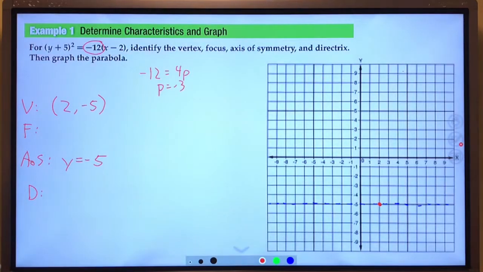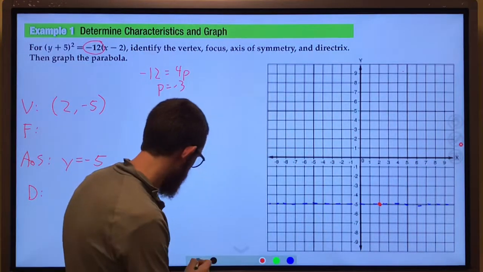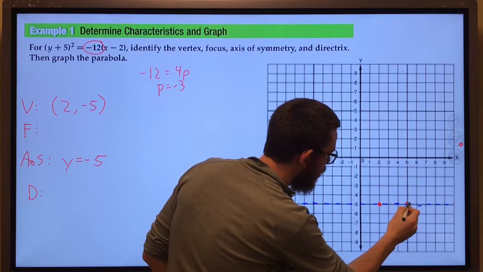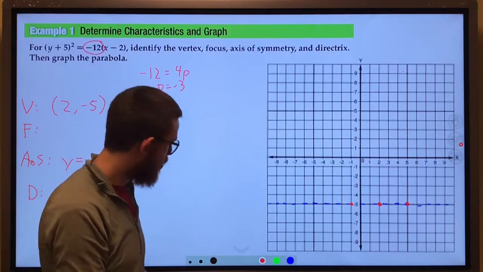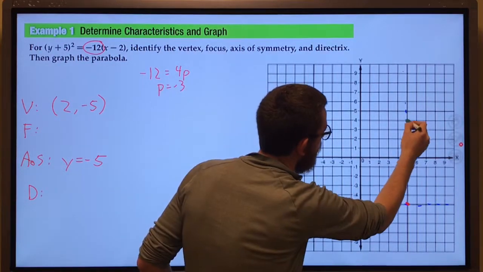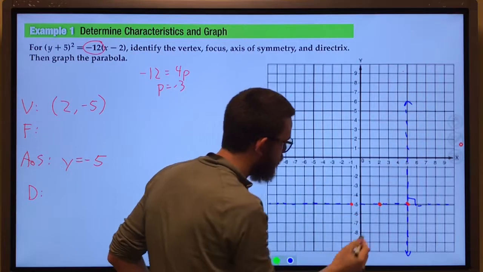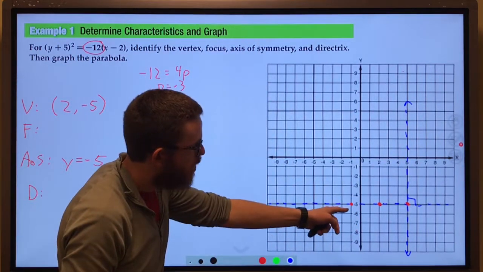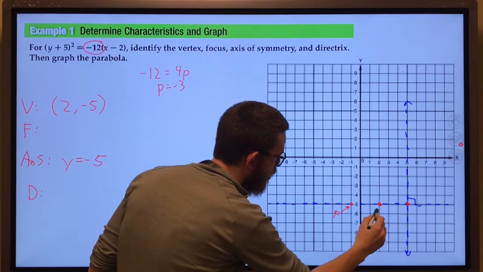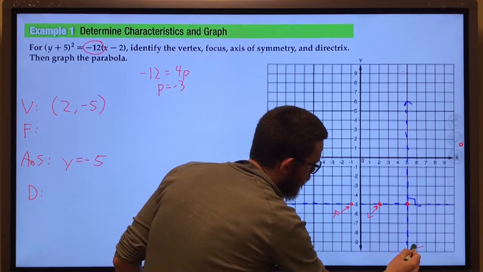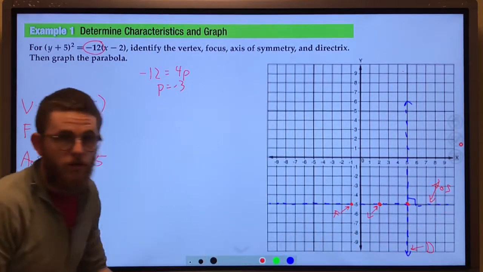There's our axis of symmetry. Our p-value is -3, which means it's going to go -3 to the right and -3 to the left. -3 to the right is a point right there, and -3 to the left is a point right there. So our directrix is the line perpendicular to our axis of symmetry. This point over here would be our focus. Let me label: there is the focus, there is the vertex, this is our directrix, and this is our axis of symmetry.